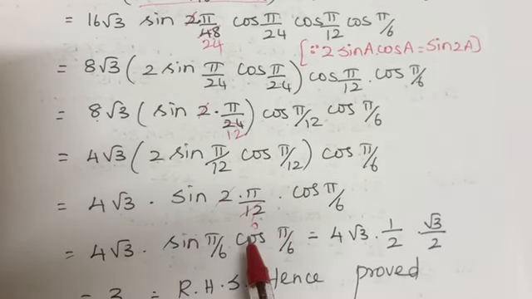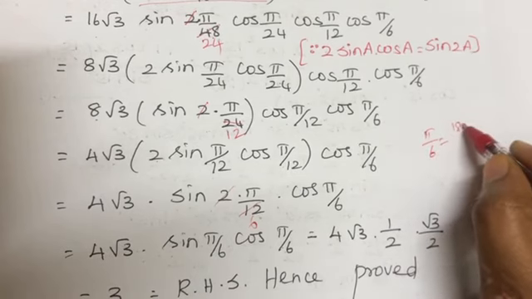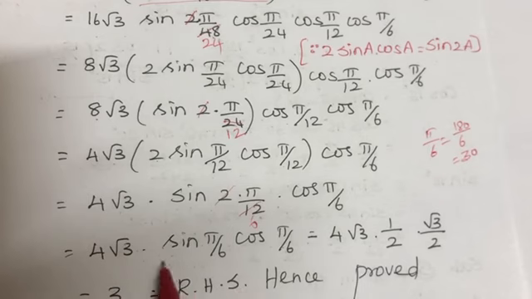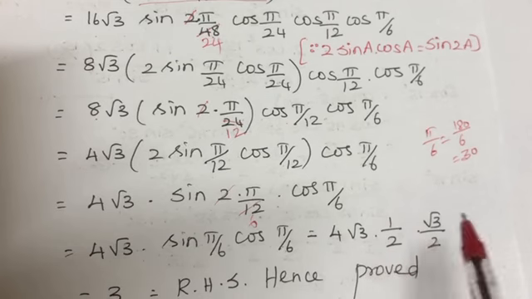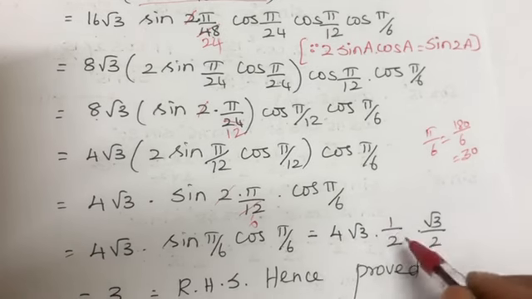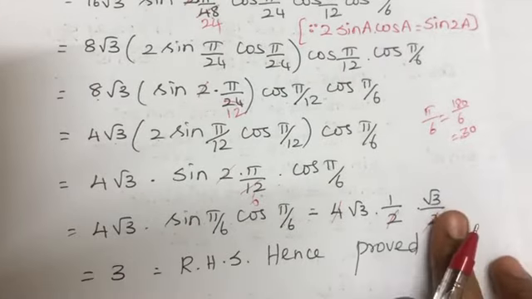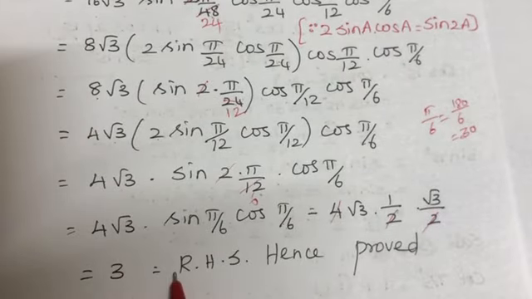What is pi by 6? Pi by 6 is 180 by 6. That is equal to 30. We know the value of sin 30 and cos 30. So, 4 root 3 into sin 30, 1 by 2, cos 30, root 3 by 2. So, 2 twos are 4. Root 3 into root 3, it is 3. So, that is our right hand side, and hence we have proved the result.